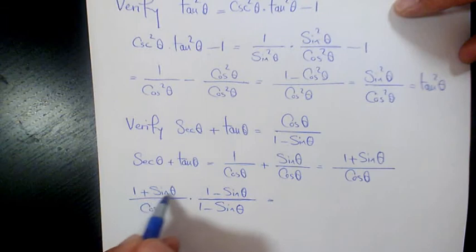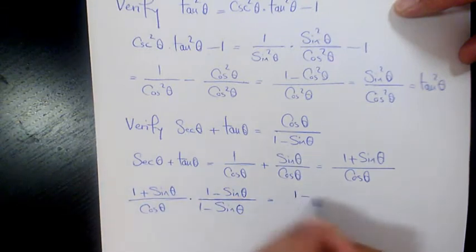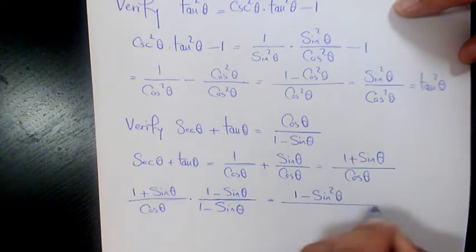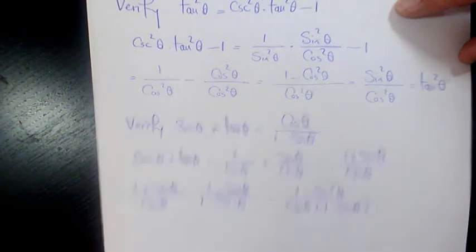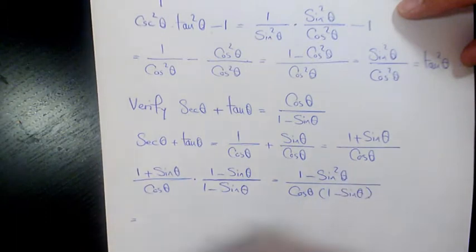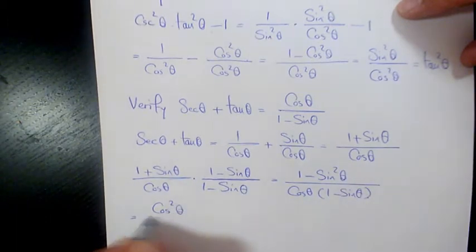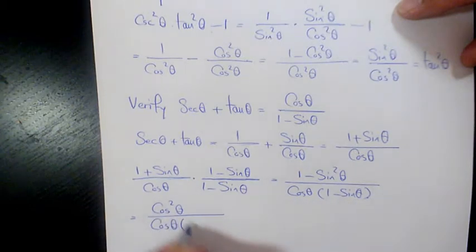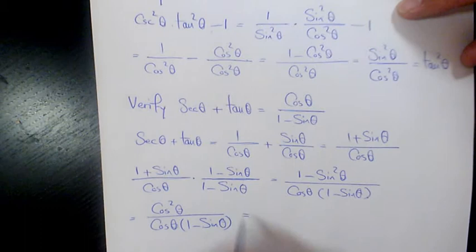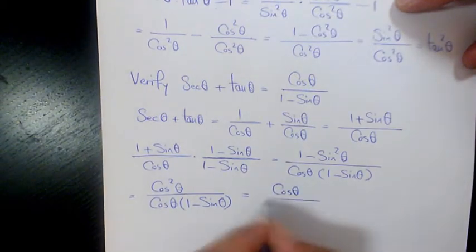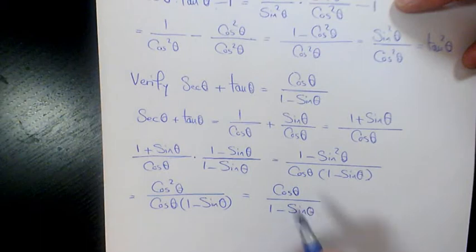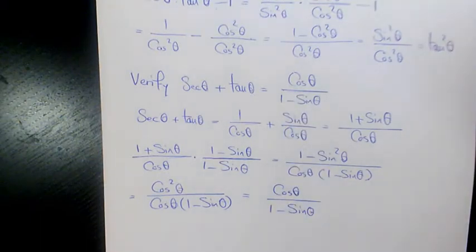So that will be 1 plus sine theta times 1 minus sine theta. So it will be 1 minus sine squared theta based on difference of squares. And when you multiply the denominators, you have cosine theta times 1 minus sine theta. Then 1 minus sine squared theta will be cosine squared theta over cosine theta times 1 minus sine theta. Then you can cancel one of the cosine in the numerator and the cosine in the denominator. So it's going to be cosine over 1 minus sine theta, as you see here on the right hand side of the equation.